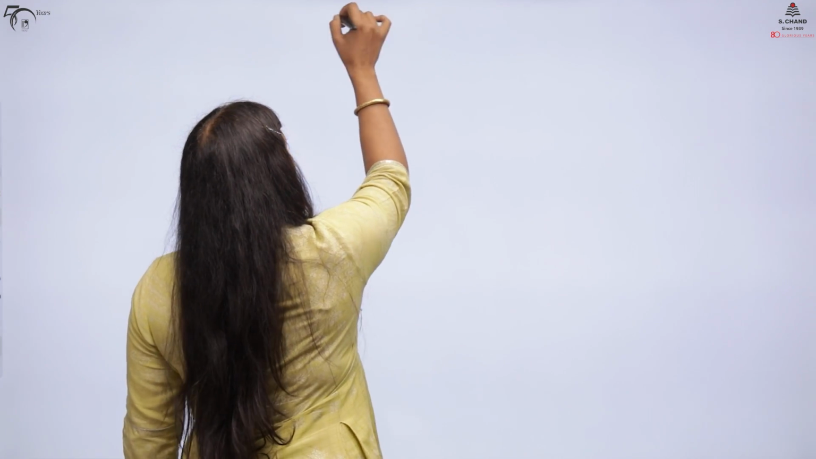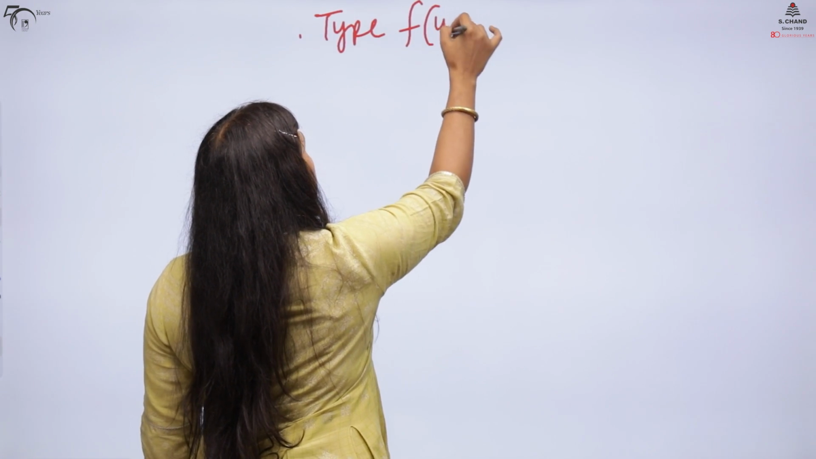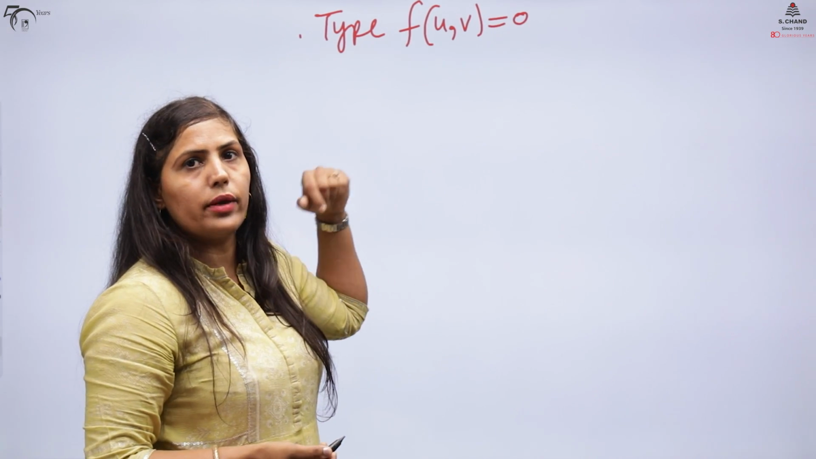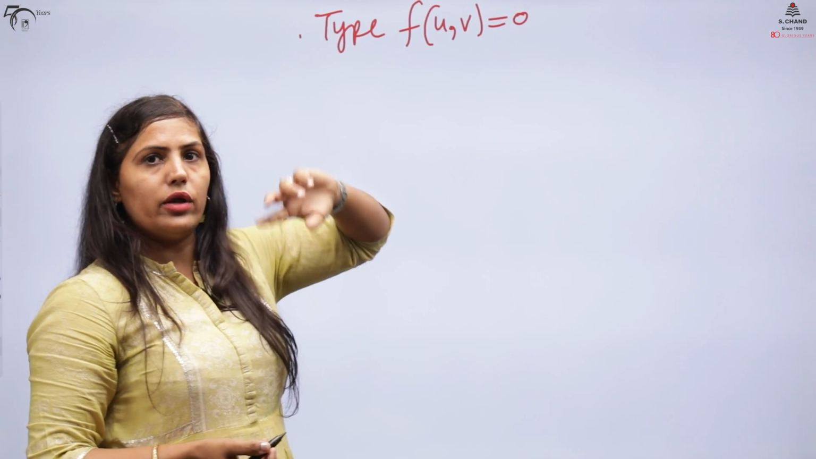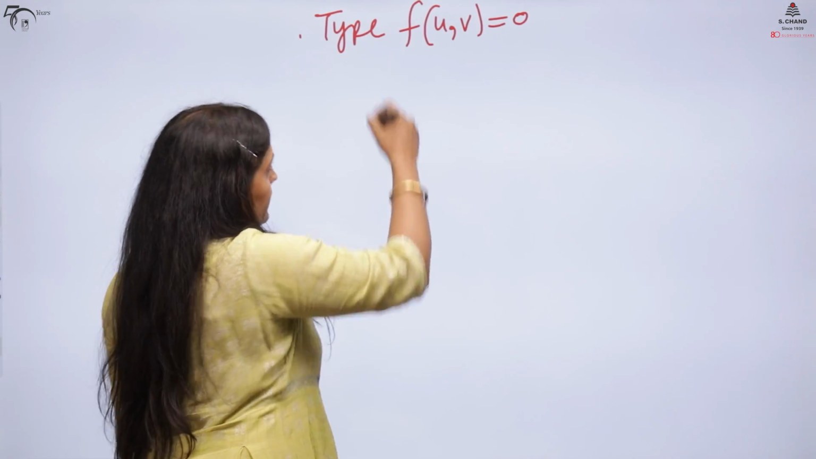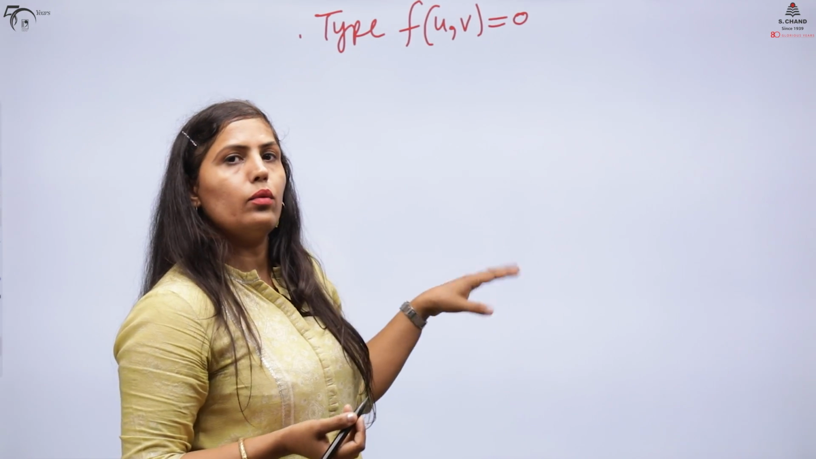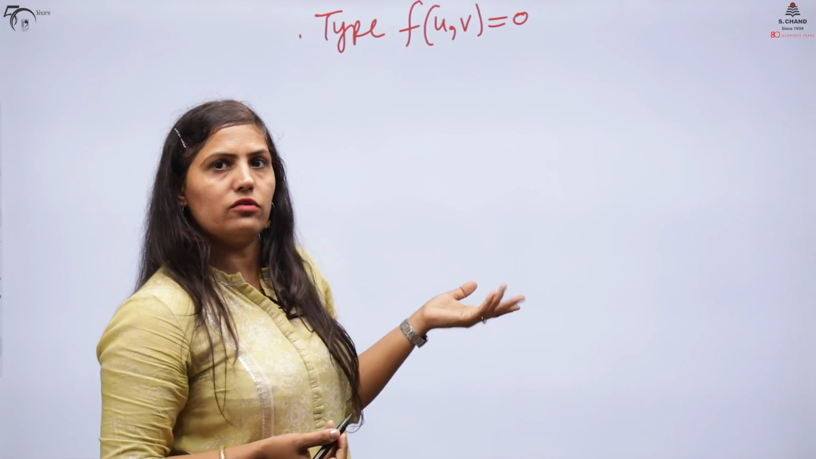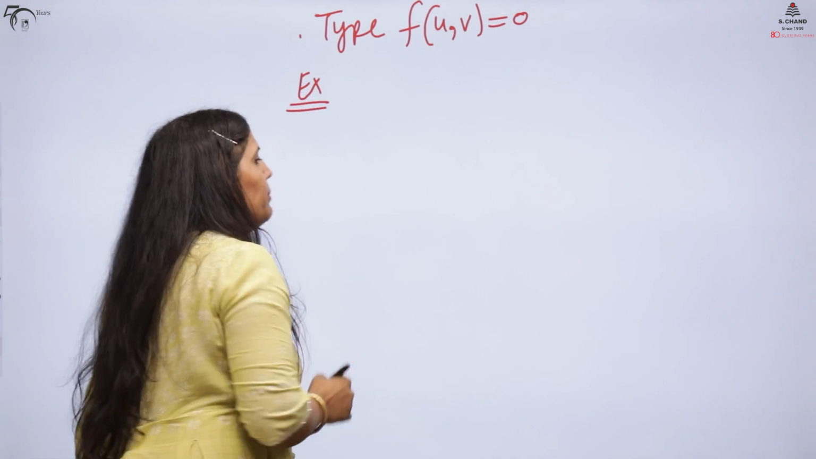The type is f of this form. If this is the type, then how will you form the partial differential equation? In this case you have to remove this one function, only one function is there. So you will be removing this function, and this type has a standard method, or you can say the steps are similar whichever question you get. The question will keep changing, but the steps will be the same. So with the help of an example we will do this.